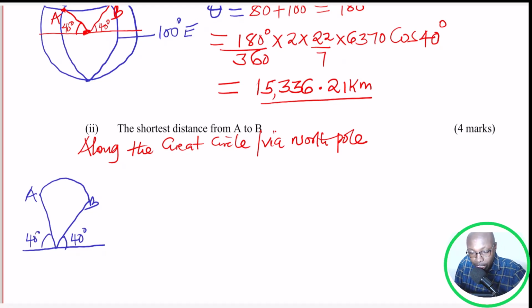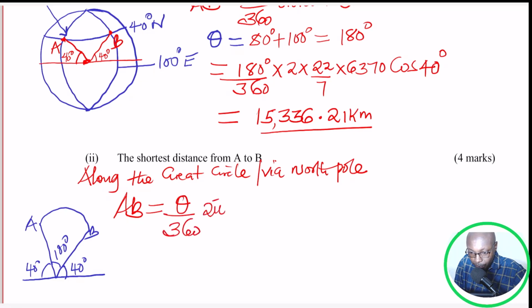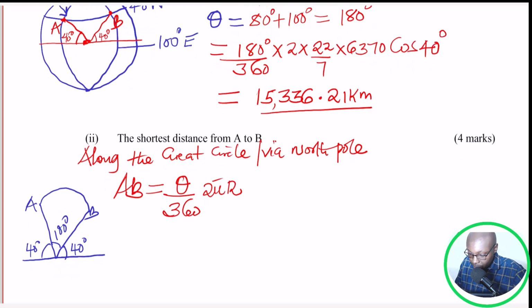And since this is a straight line, you're going to get the angle between here, and this will be the longitude difference between the two places via the Great Circle. This is 40, 40, so this will give 100 degrees. You have a sector, and now you're getting the length of the arc, that is AB. So the distance along the Great Circle, AB, will be given by theta over 360 multiplied by 2 pi r. That is how you get it.